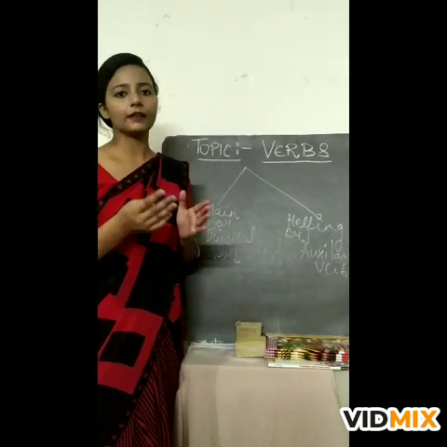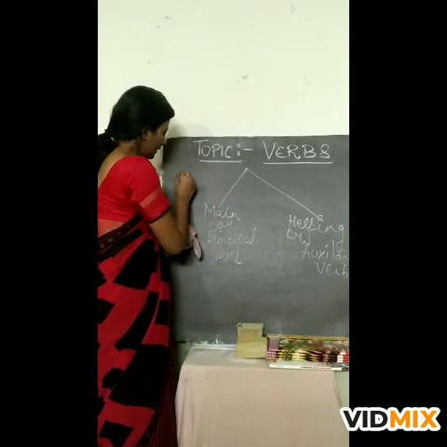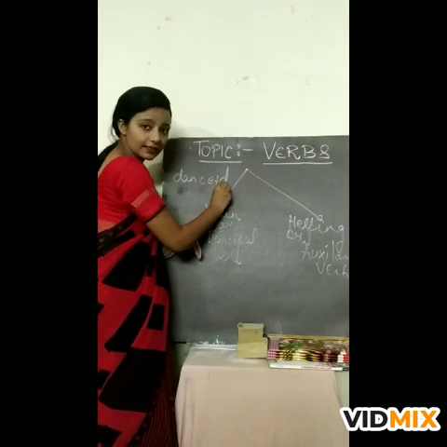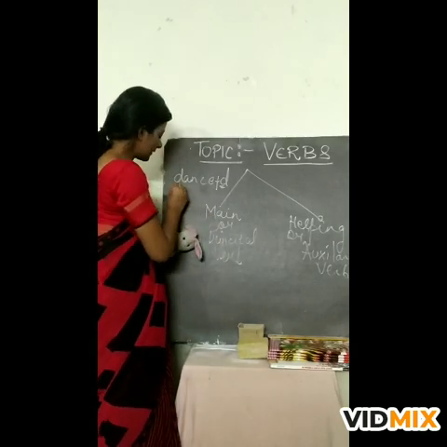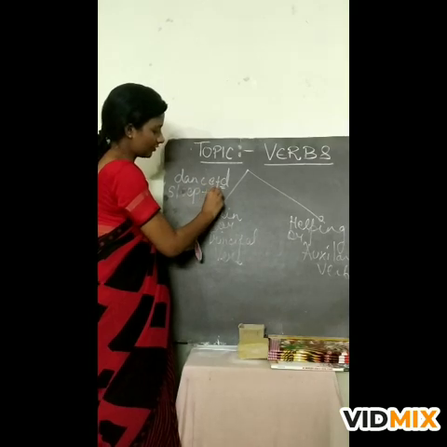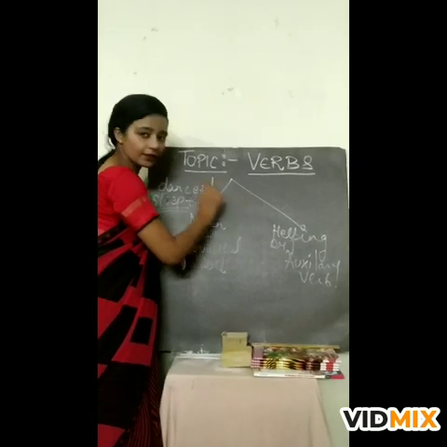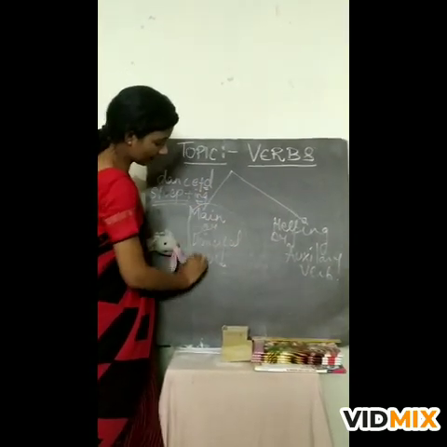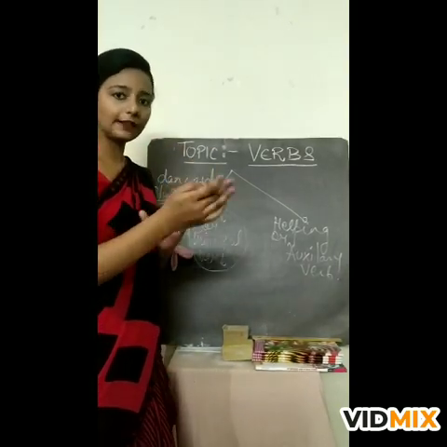Okay, we can add anything at the end of these words. For example, dance can become danced. If I add this D, it will become the past form of dance. Next, if I say sleep plus ing, this will become a continuous tense. Now students, in the main or the principal verbs we can add any words at the end of it.